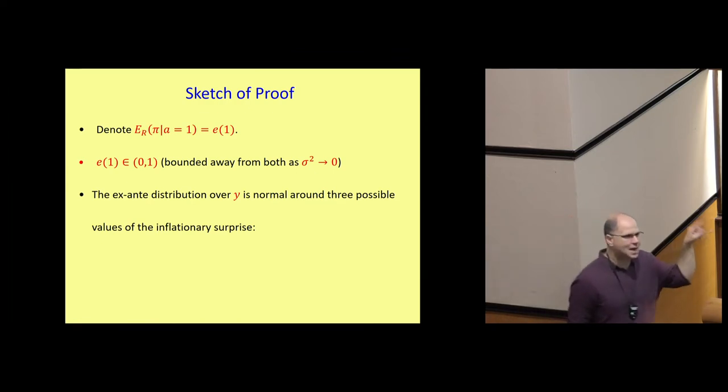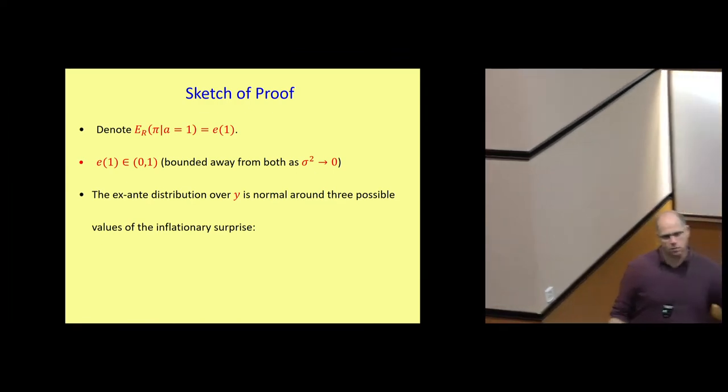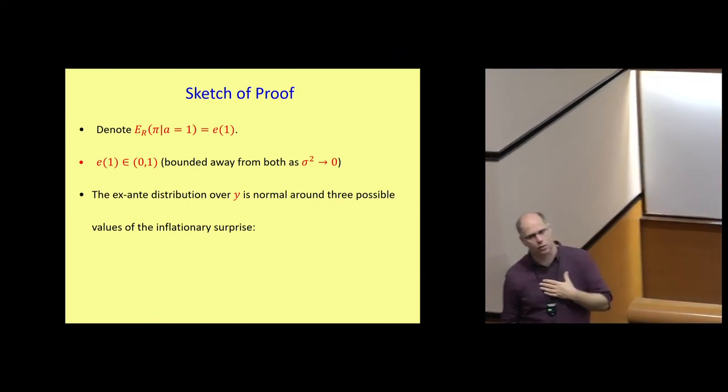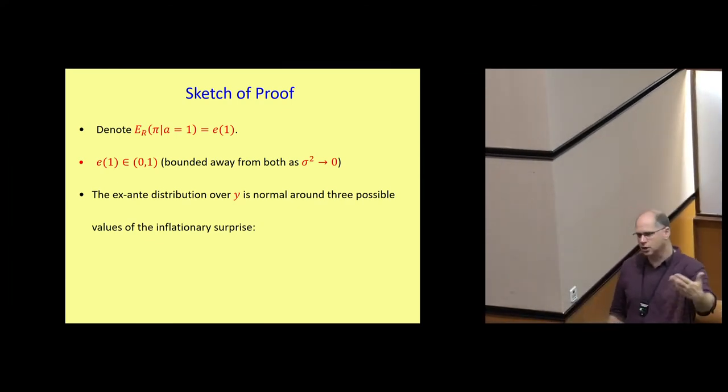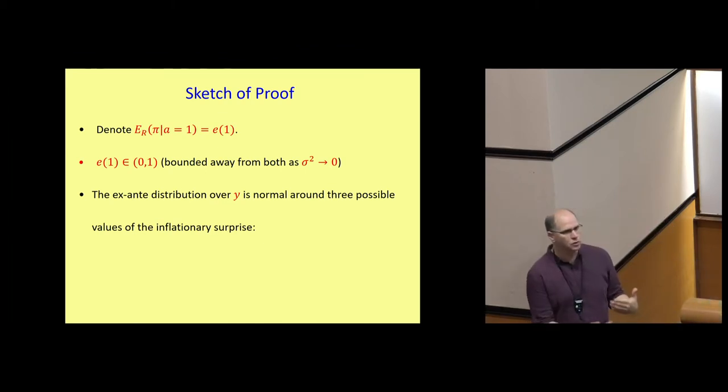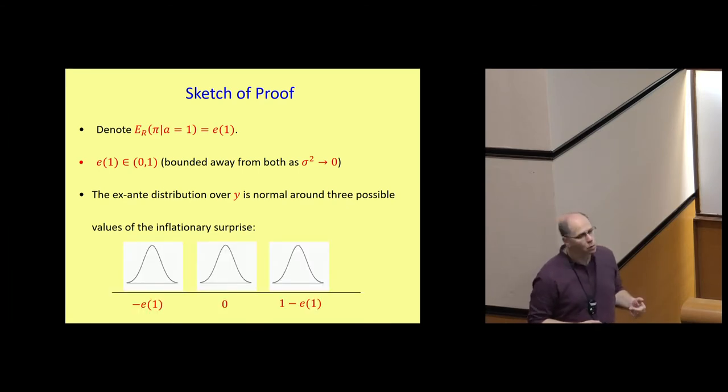Now let's look at the ex-ante distribution over y. Why the ex-ante distribution? Because the private sector is trying to explain the fluctuations in pi in terms of fluctuations in y as if those fluctuations were exogenous. We need to look at the exogenous, the ex-ante distribution, the unconditional distribution over y. Now what does it look like? Remember the Phillips curve?